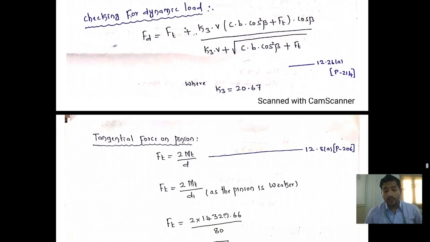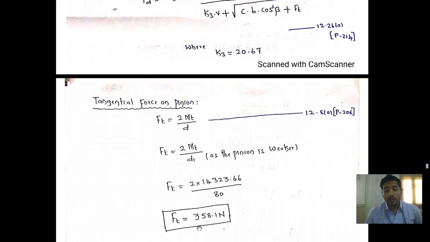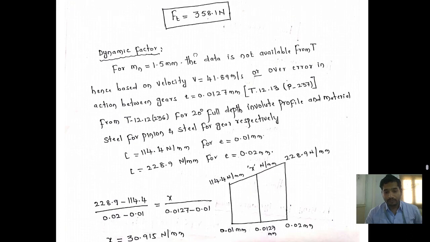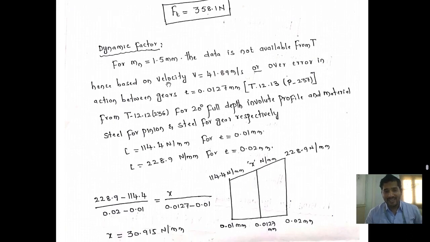So here 2Mt, moment of torque, how much we got it here? 14323.66 by 80. If you divide the whole value, then you will get 358.1 Newton. So that is the value of tangential force. K3 value is how much? 20.67. After that is the most important, dynamic factor value. Okay, then the module we got as 1.5.